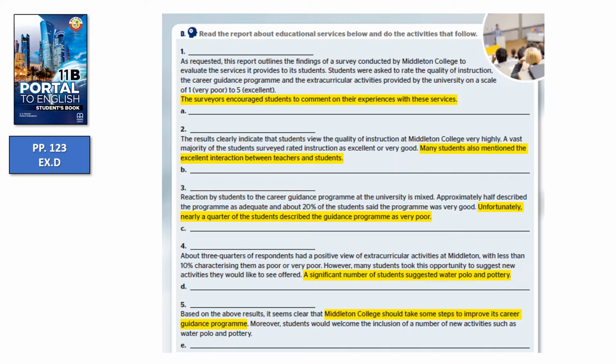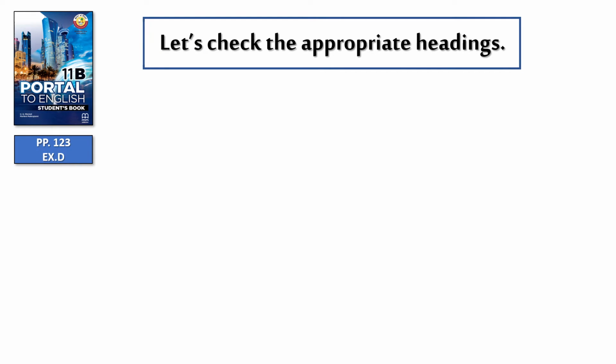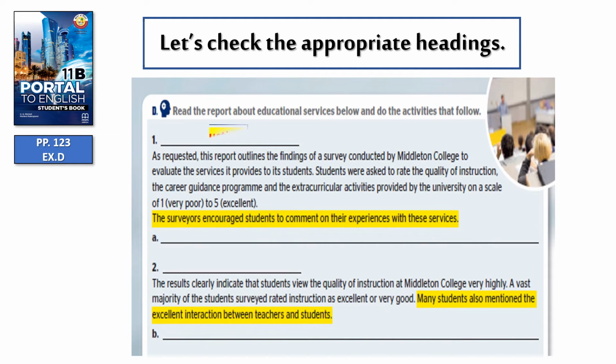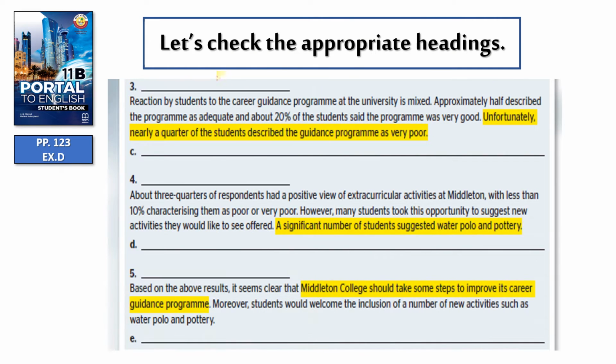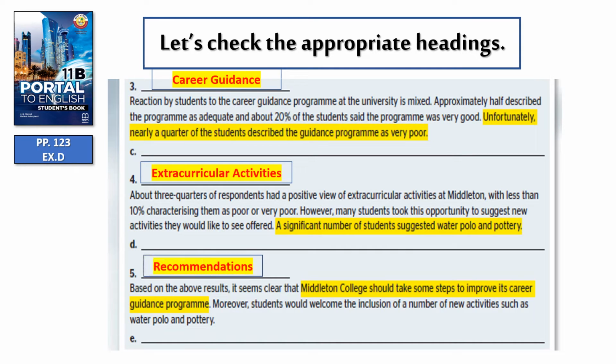Welcome back. This is exercise D on page number 123. Let's start with the suitable headings. The first one is introduction. The second one, quality of instruction, or any related answer that reflects the content of paragraph number 2. Number 3, career guidance, or, as I told you, any reasonable answer that reflects the content of paragraph 3. Number 4, extracurricular activities, or something related to the paragraph. But the final one should be recommendations.